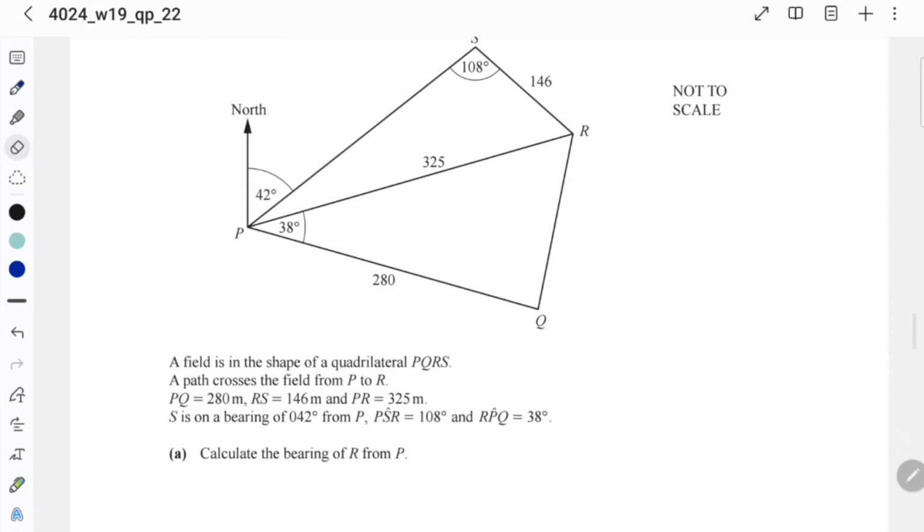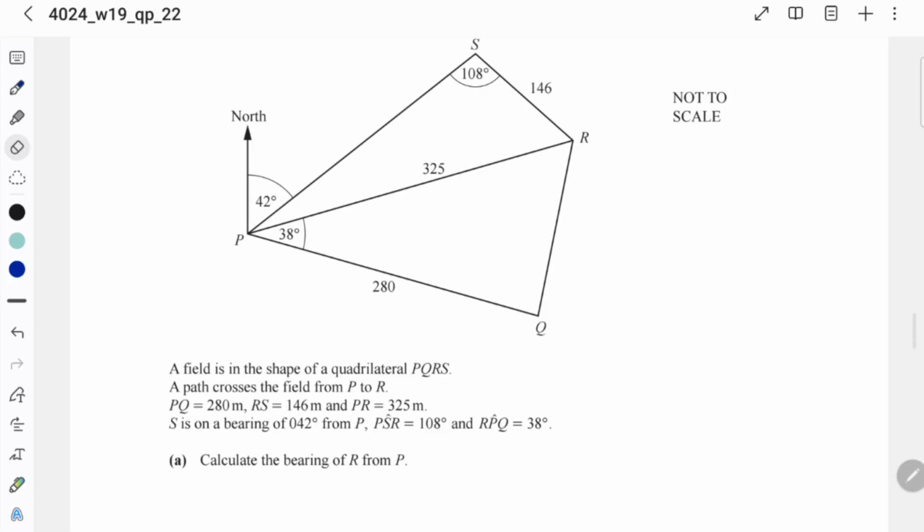A field is in the shape of quadrilateral PQRS. So you can see this is PQRS. The whole is the quadrilateral. A path crosses the field from P to R. Okay. Now PQ is 280, 146, 325. Everything is written. S is on the bearing of 42, which is already labeled. So PSR is 108, PRQ is 38. Calculate the bearing of R from P. So this question includes a bearing question also. It's a part of the bearing topic in trigonometry.